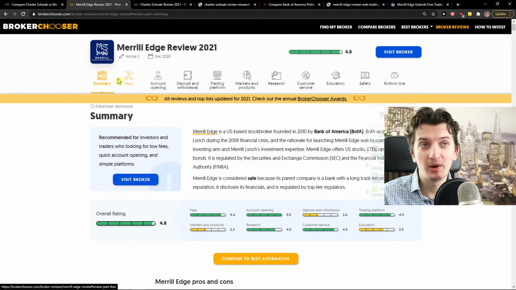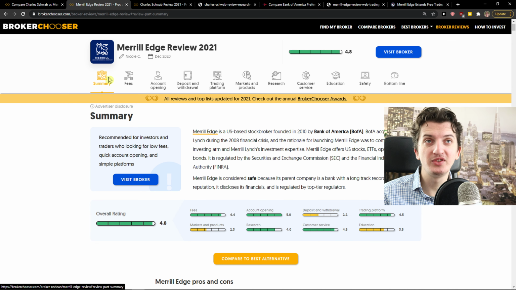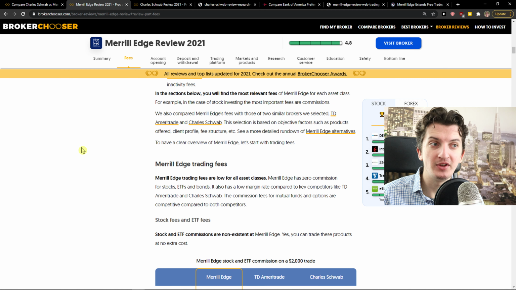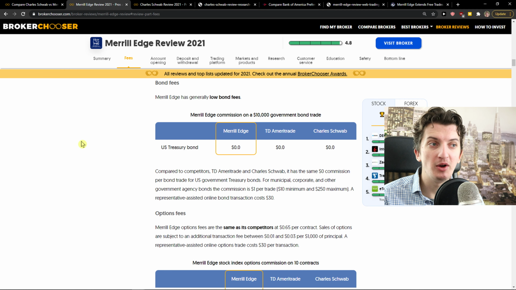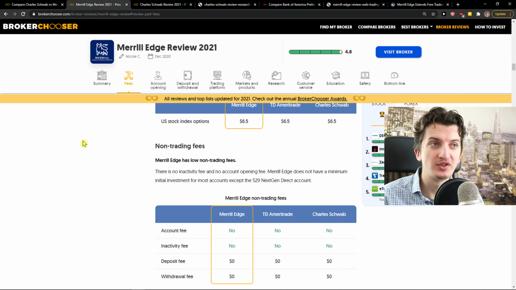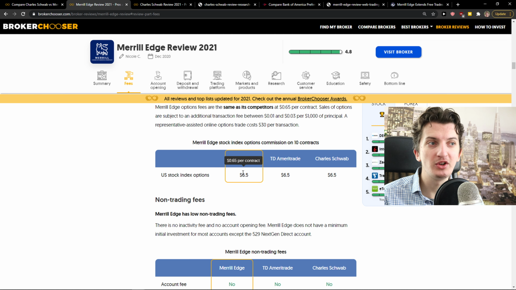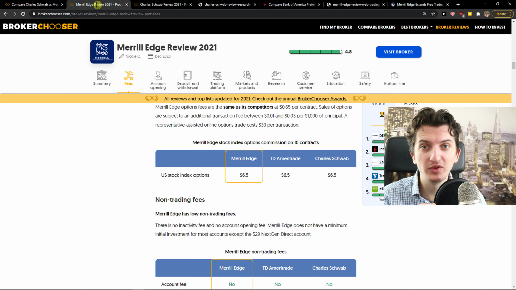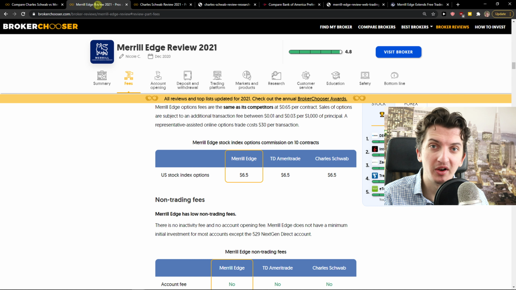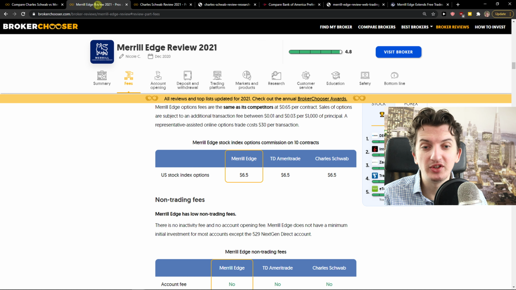On Charles Schwab, it's okay. I mean, the comparison based on just the brokers is hard because both have free ETF and free stock trading. When I look at options, it is 0.65 per contract on Merrill Edge. But what you can do, guys, if you want to trade options on Merrill Edge and you're going to have like 50, 100k in your account, is write to Merrill Edge to lower your fee on options, and maybe they will lower it.